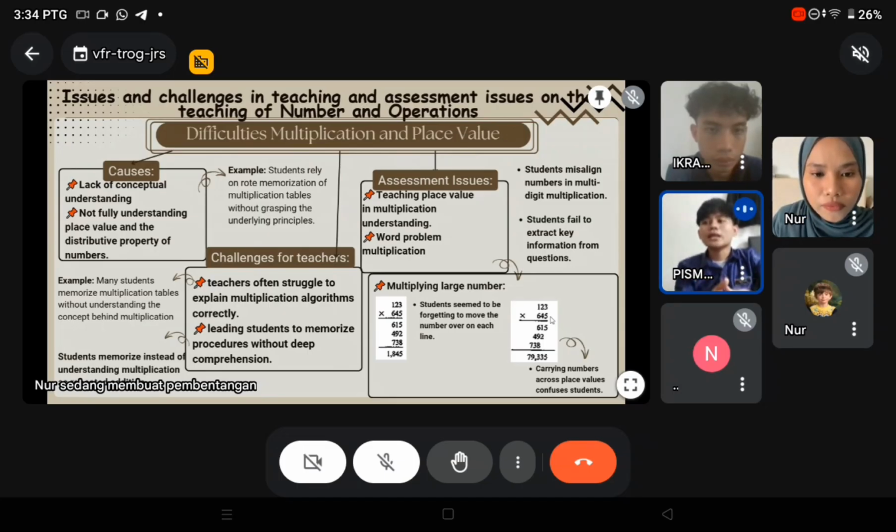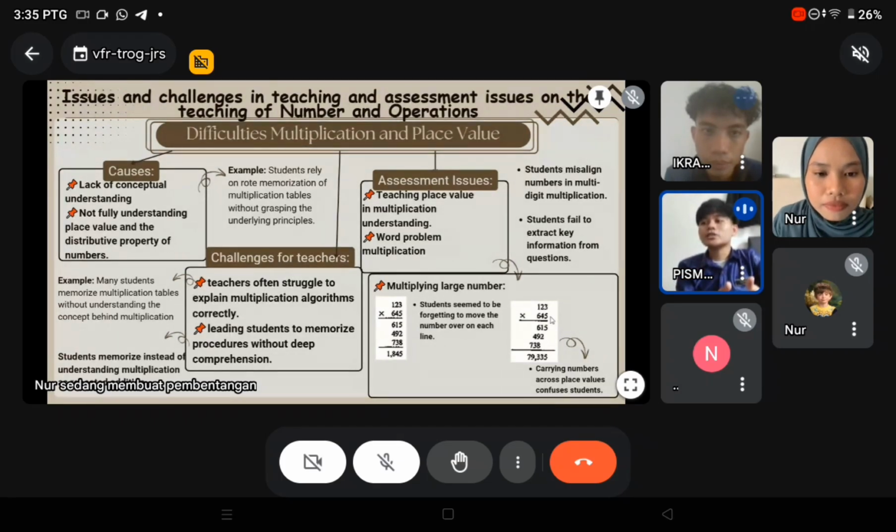So the next one is assessment issues. The first one is teaching place value in multiplication understanding. Students misalign numbers in multi-digit multiplication. We can look at an example question like multiplying large numbers. Students seem to forget to move the number over on each line. So students do the wrong procedure instead of the correct procedure.